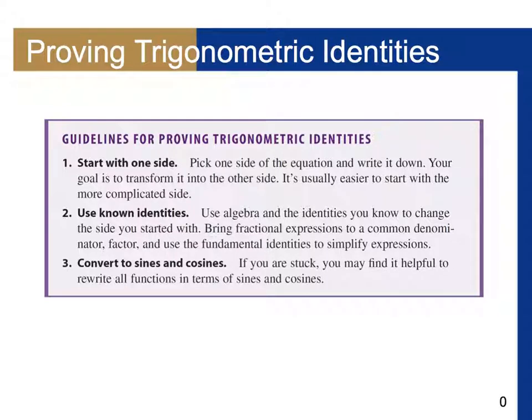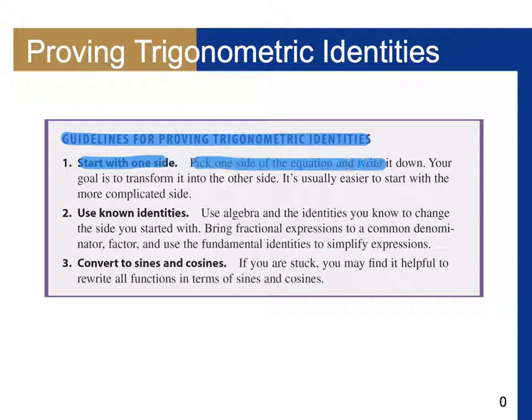Okay, so here are our steps. Guidelines for proving trig identities. Start with one side. Pick one side of the equation and write it down. Your goal is to transform it into the other side. Usually it's easier to start with the more complicated side to do that. So we take the more complicated side and try to make it simpler to look like the other side. Use our known identities that we talked about.